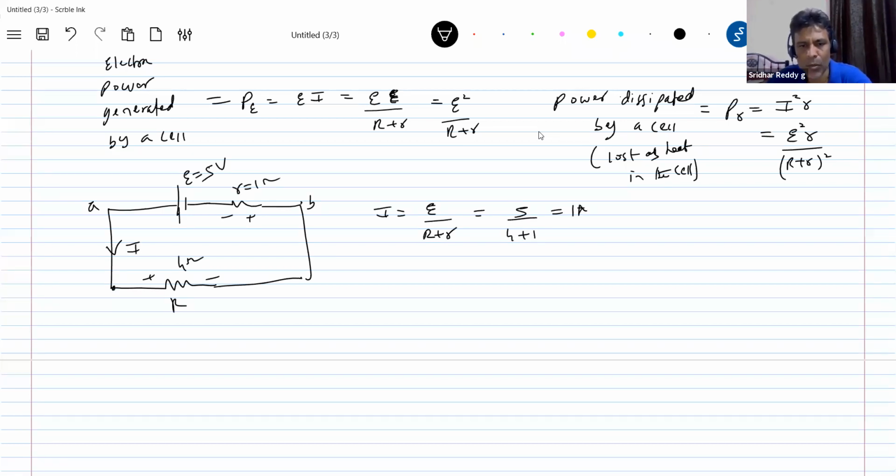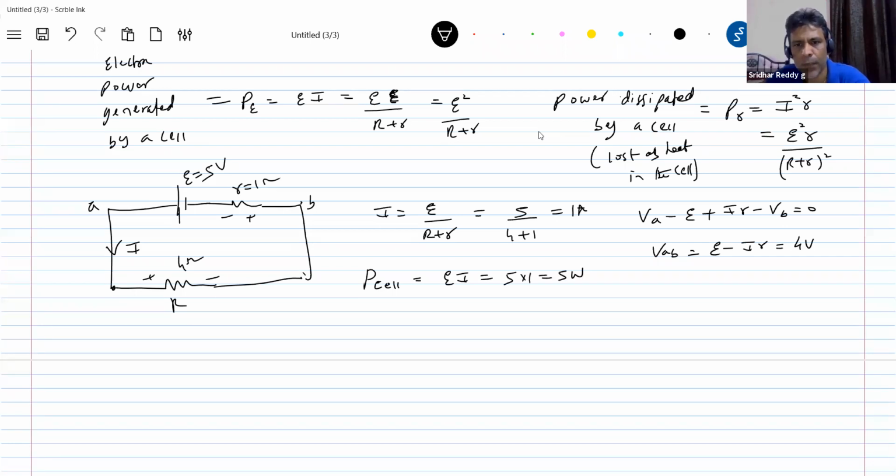This is 5 over 4 plus 1, which is 1 ampere. Let's calculate the terminal voltage. So terminal voltage, we write like this: VA minus E plus Ir minus VB equals 0. So VAB equals E minus Ir, which should be equal to 4 volt. Now the power generated by the cell should be equal to E into I. E is 5, I is 1 ampere, so 5 watt. For every 1 second, 5 joules will be generated.